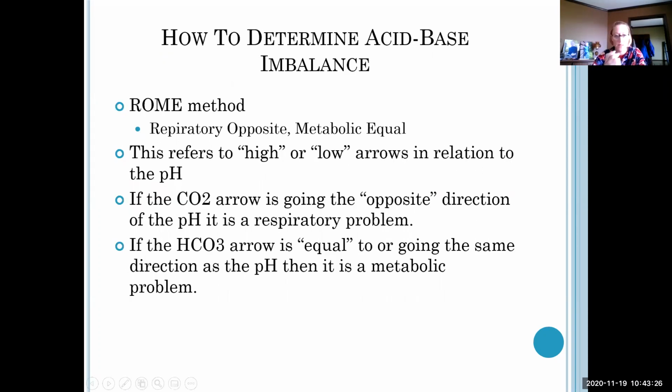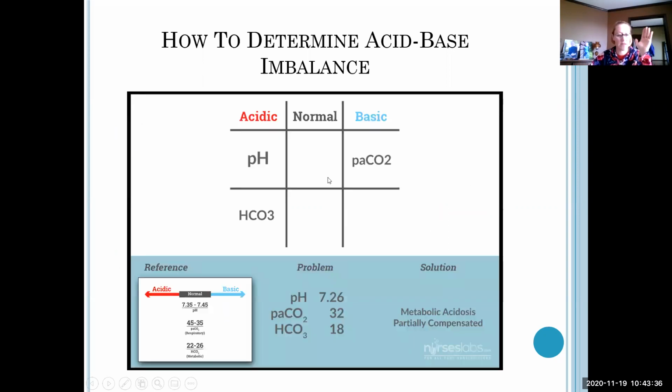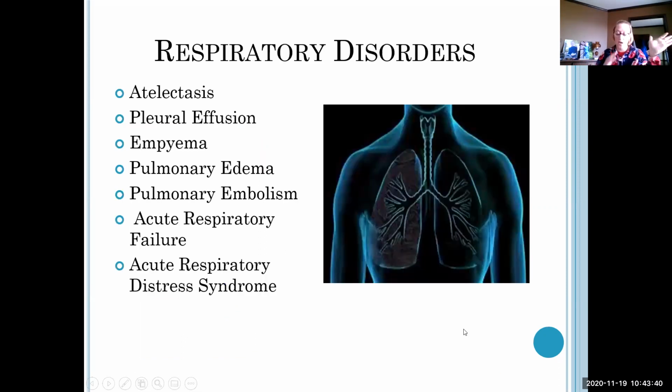We already talked about the ROME method last week, so I'm not going to go over that again, but there are some more examples for you. The tic-tac-toe method, if that's the way you still want to do it, is there as well. And then we're just going to talk specifically about our different disorders.